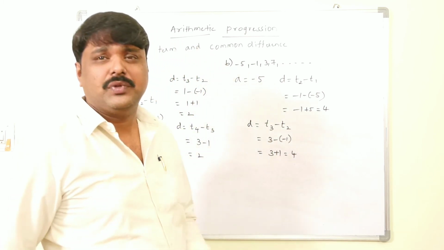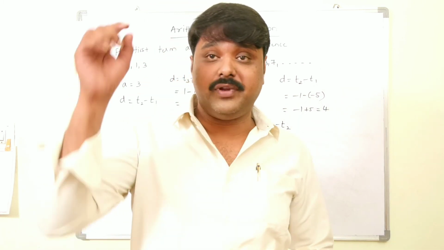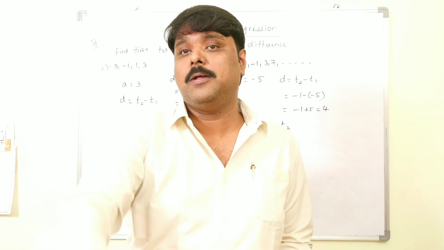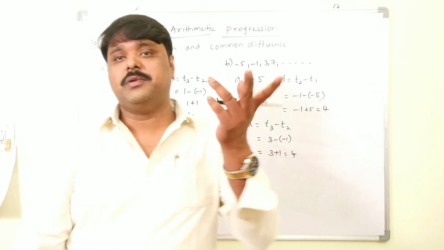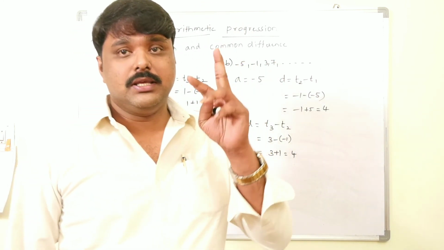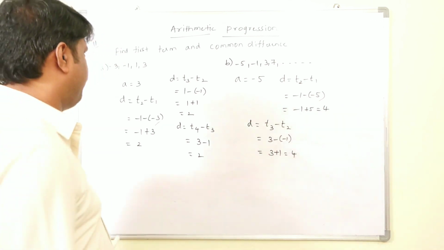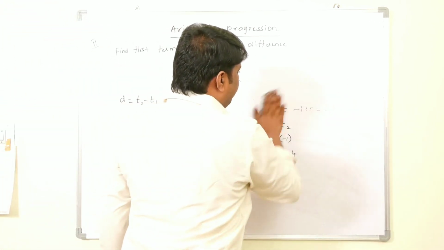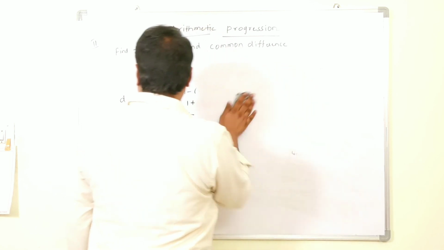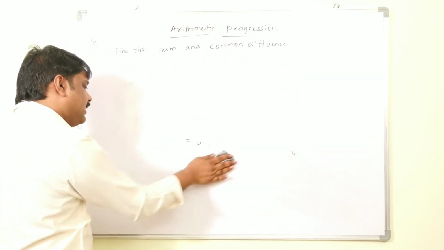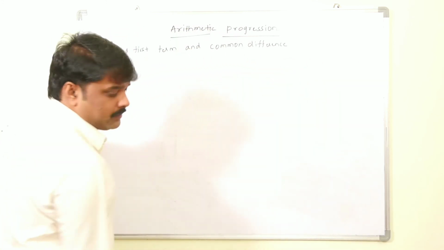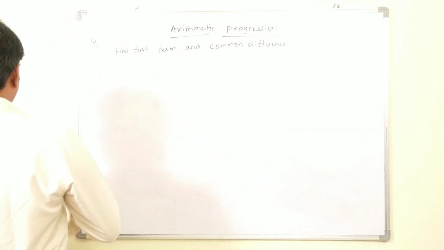Anyway, okay, for any number of terms, if it is mentioned as AP, then obviously the difference between any two consecutive terms is the same. That is of course the basic definition of arithmetic progression we have seen so far. Let us take another one.